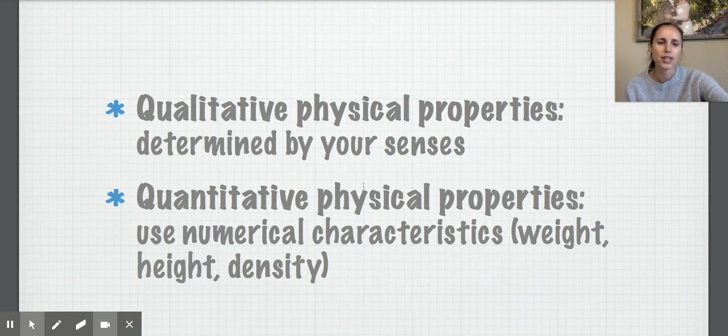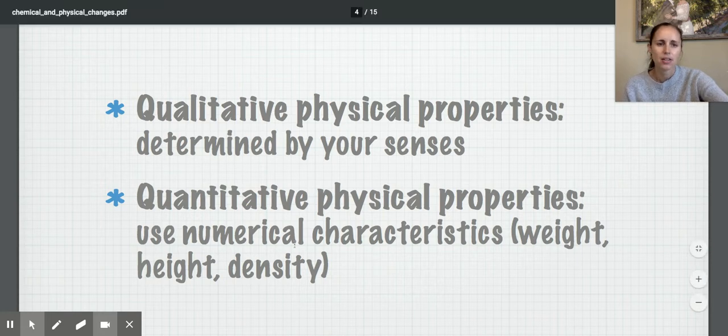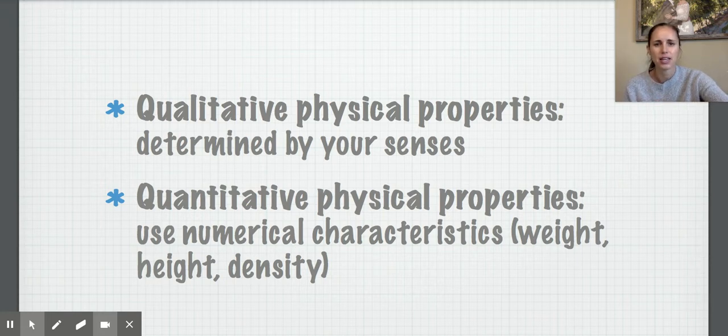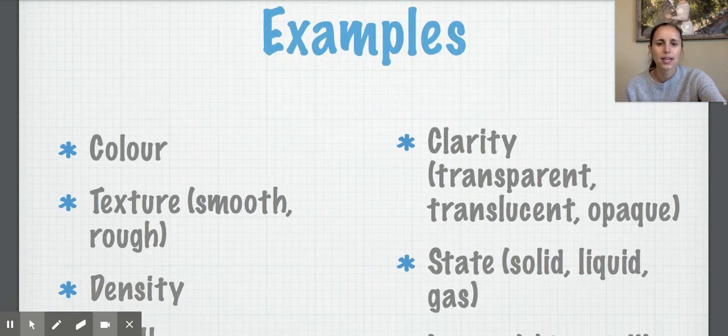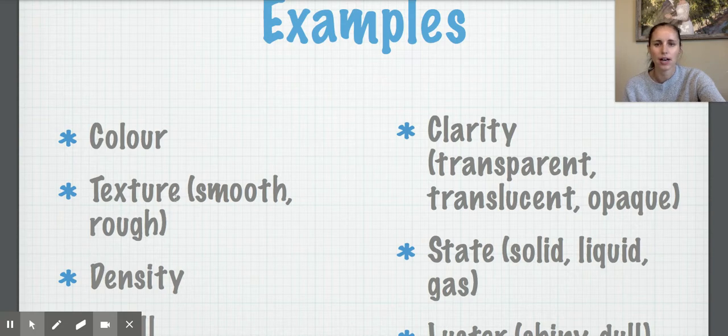Qualitative is determined by your senses. We talked about that a little bit in the last lesson. So it might be sight, smell, touch. Quantitative physical properties use actual numerical values. So it might be the weight, height, density. There's also something called solubility that in grade 12 chemistry, you can have an actual number assigned to it as well too. And a few other quantitative physical properties you'll see crop up in chemistry the more that you study it. Let's take a look at some examples of physical properties.